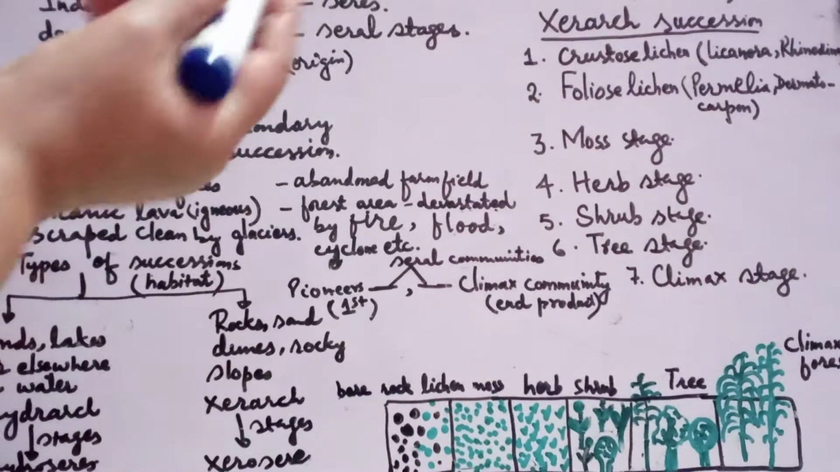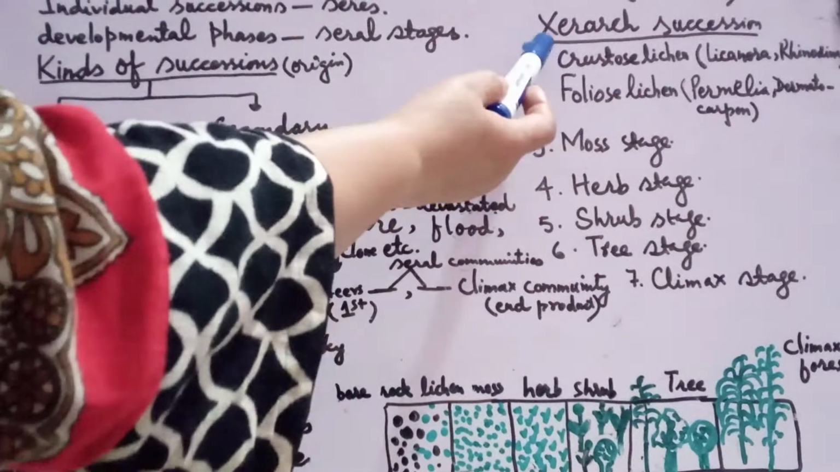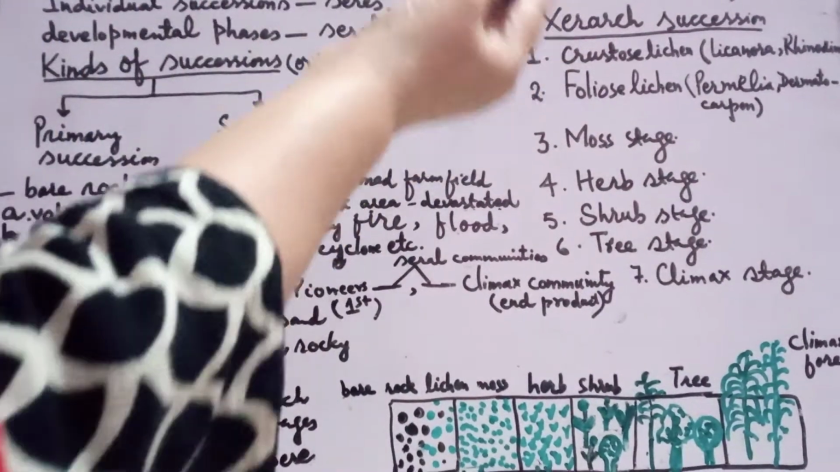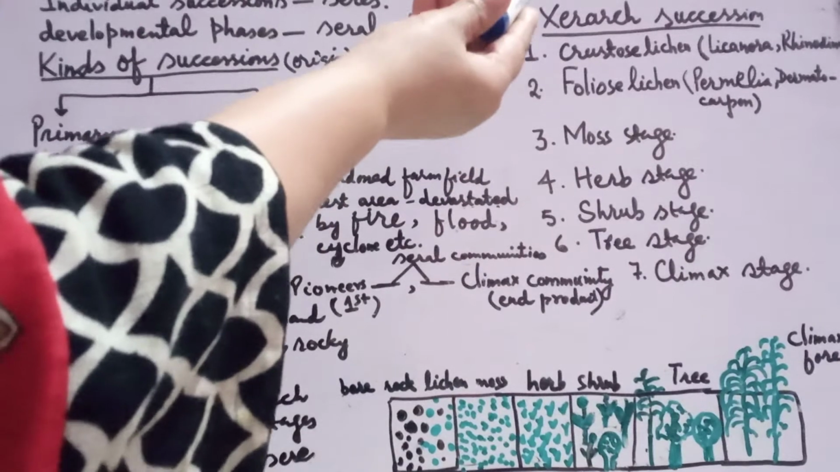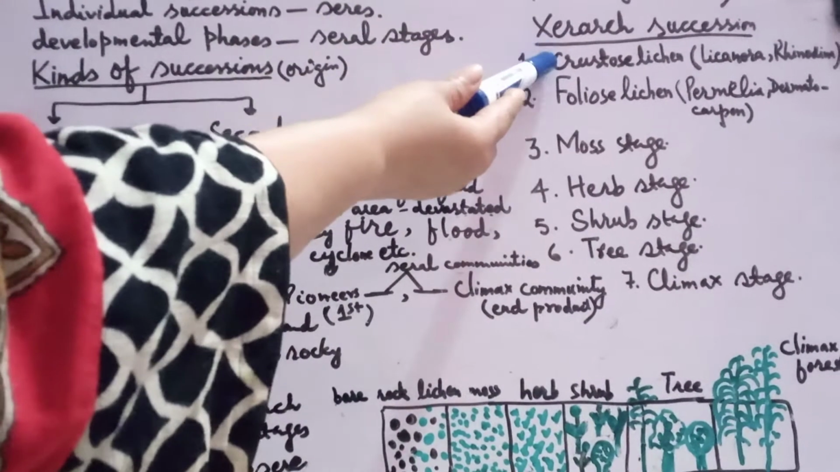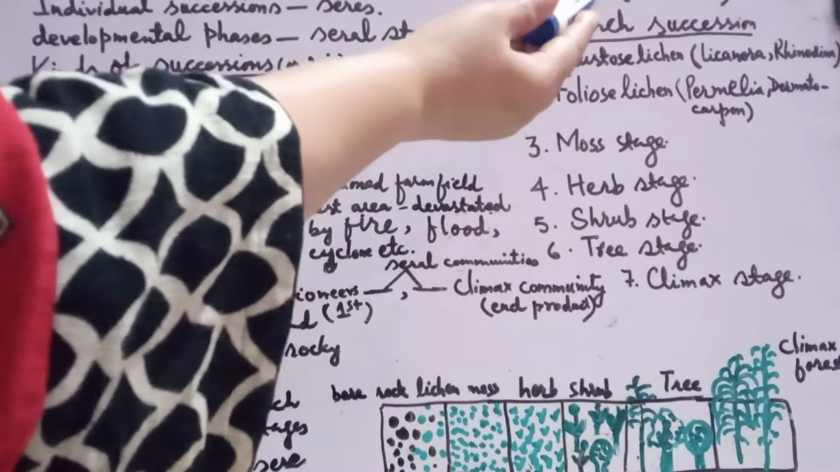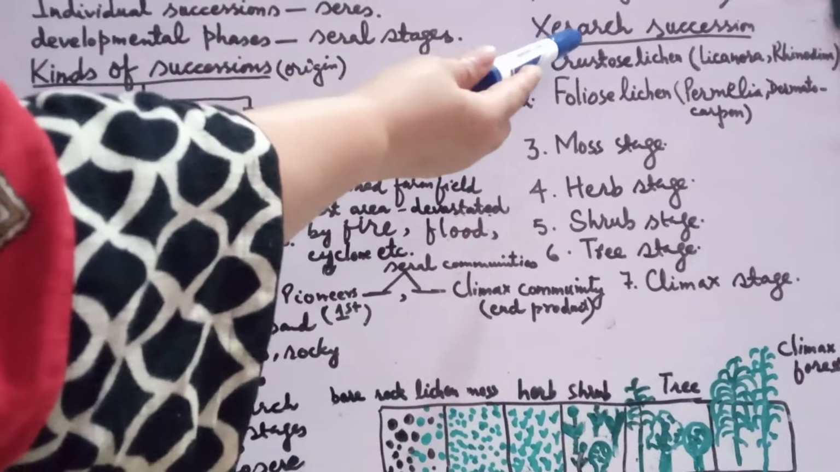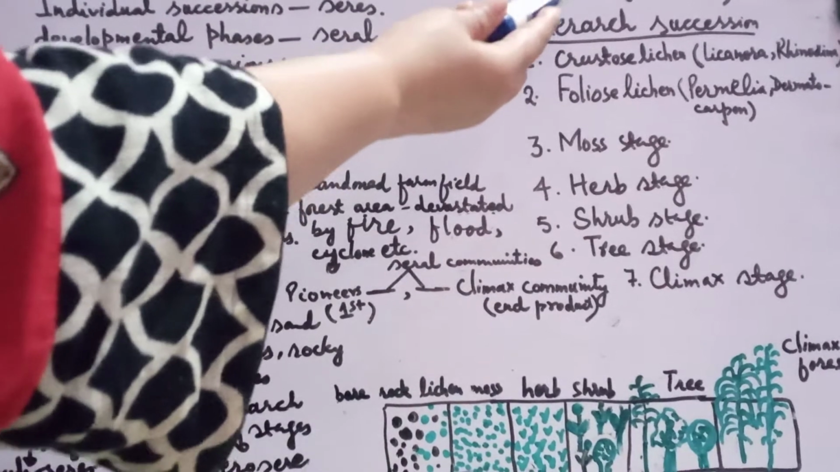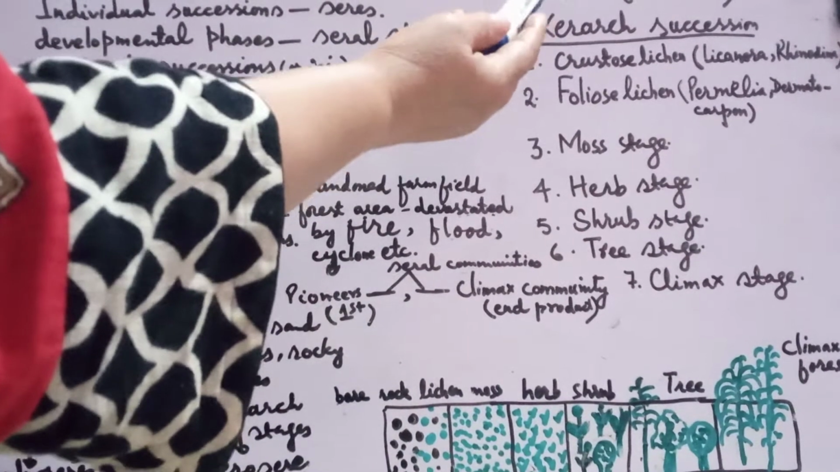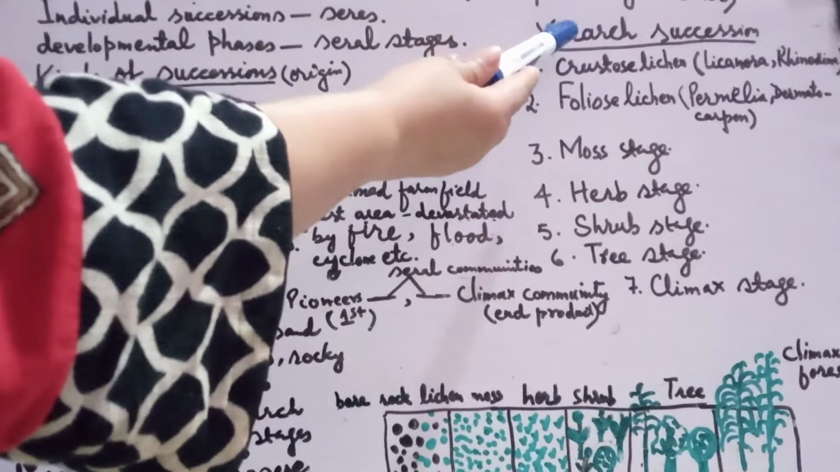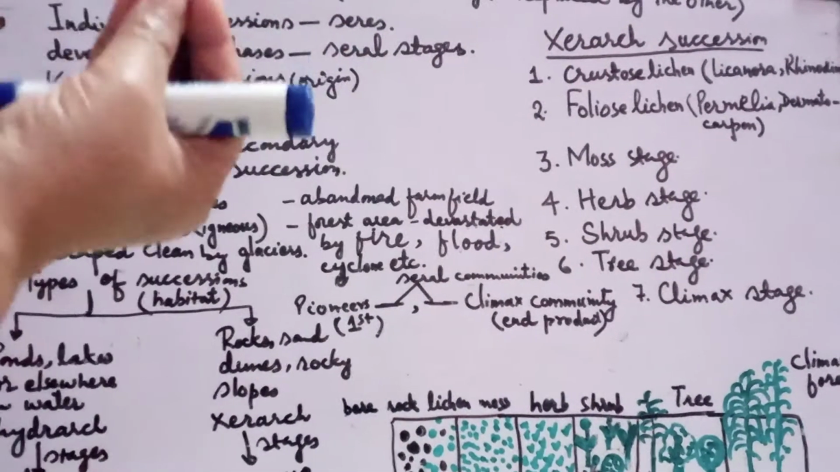Now what is the crustose lichen stage? It is the pioneer stage. On bare rocks, only crustose lichens can grow. Students, these are slow growers and can withstand extreme dry conditions or extreme desiccation. When there is rain, they absorb water like sponges and decompose rock by secreting acids.